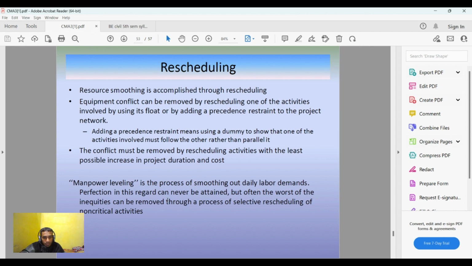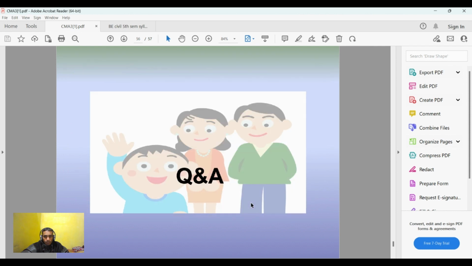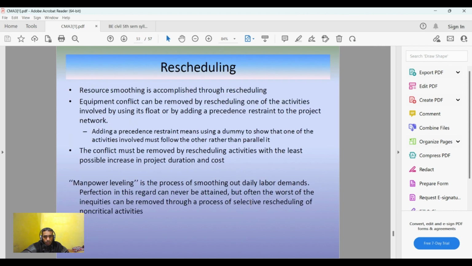Okay, and then manpower leveling is the process of smoothing out the labor demands. Here we need to be very careful in allotting the laborers. Okay, so that's what we are doing in the rescheduling.